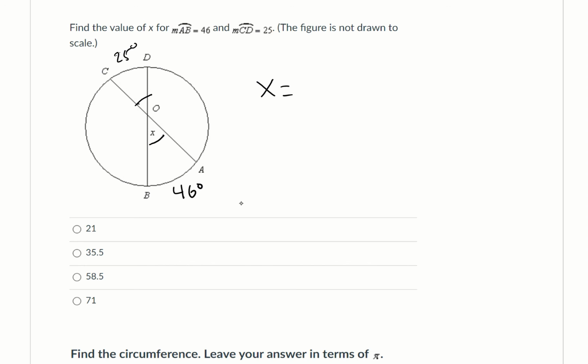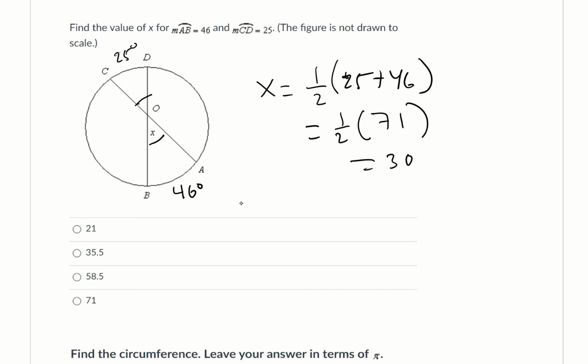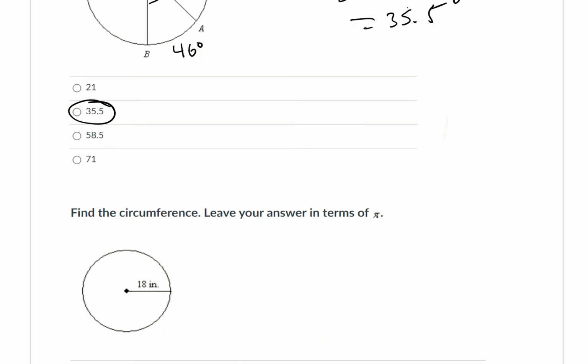So to find x, I need to take the average of the 2 arcs here. So 25 plus 46, then divide that by 2. So we add these together, we get half of, this is going to be 71. So half of 71 is 35.5. So each of these is 35.5 degrees.